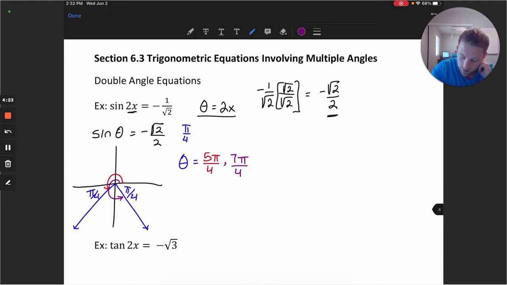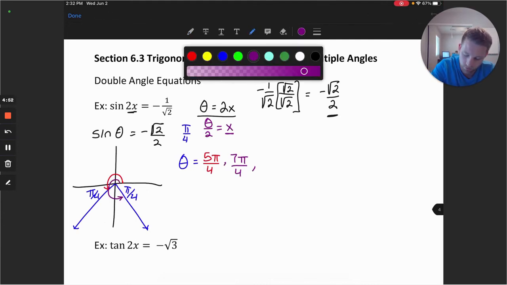It might be helpful, since we do have this 2x as our theta, we're really going to be dividing this theta value by 2 to get back to our original variable here of x. So it might be helpful to have a few more solutions for theta so that we can have a complete list of solutions for this x value. So what I'm going to do is find some coterminal angles to these original two.